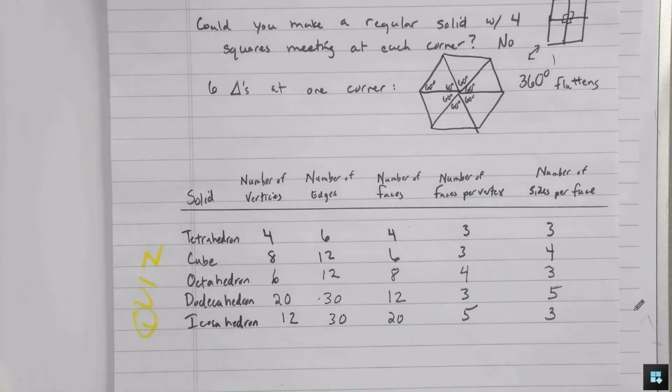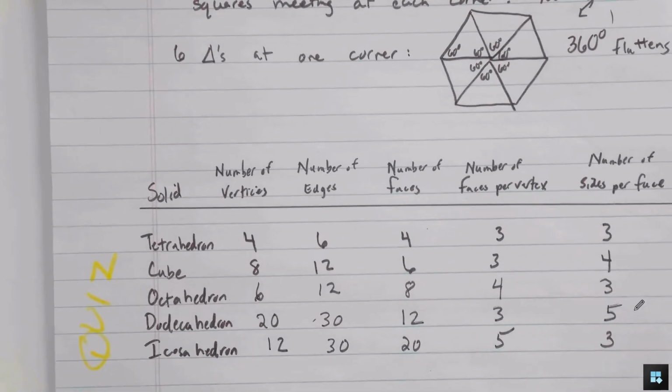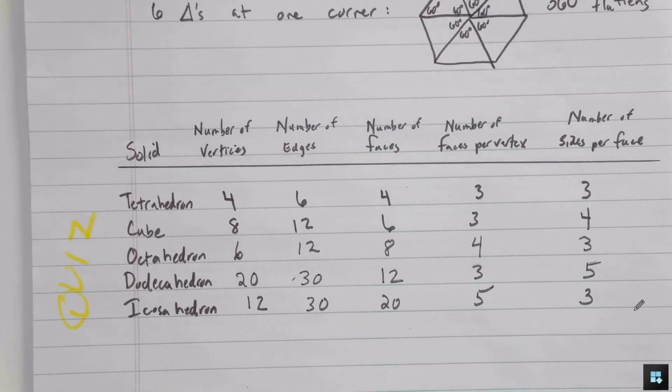So does anybody see any patterns in these numbers? The number of vertices, the number of edges, the number of faces, they're all even. These are all even numbers. Interesting. All even numbers. No odds in there.